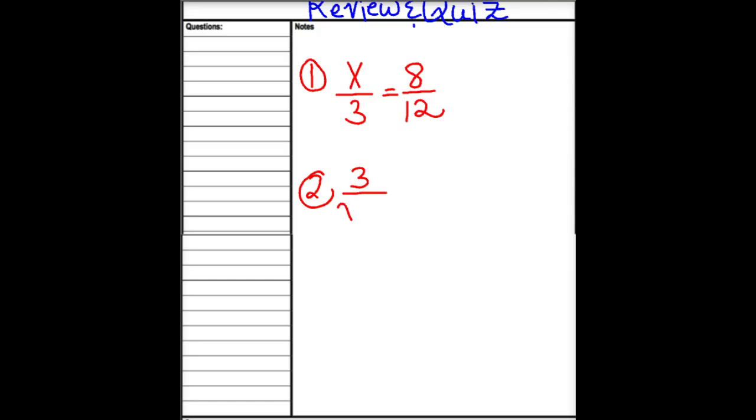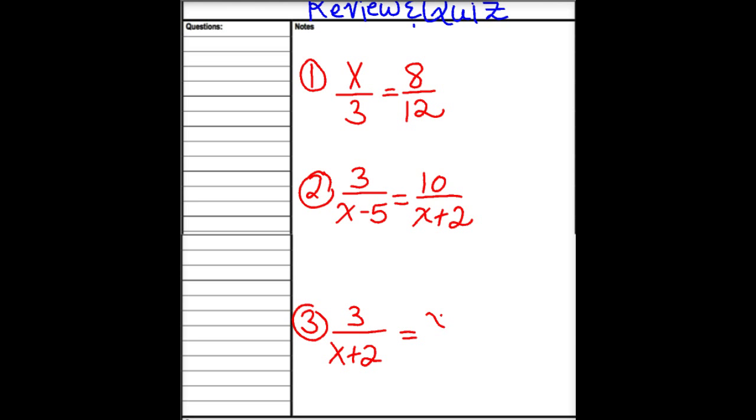over x minus 5 is equal to, and you can just write these down and then turn the video off. I'm not going to solve them. This is a quiz, so once you solve them, you'll bring them up to me. You may or may not get decimals. If you do, round to the nearest tenth. That'll be number 2, and then leave some space. Your number 3 will be 3 over x plus 2 is equal to x over 8.